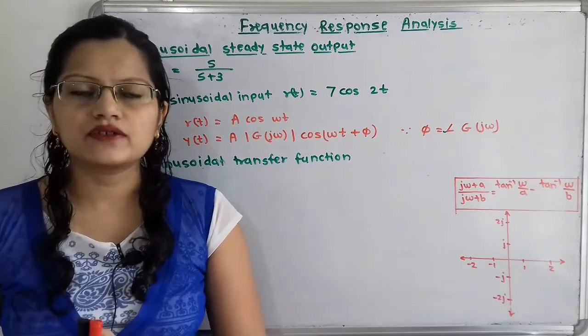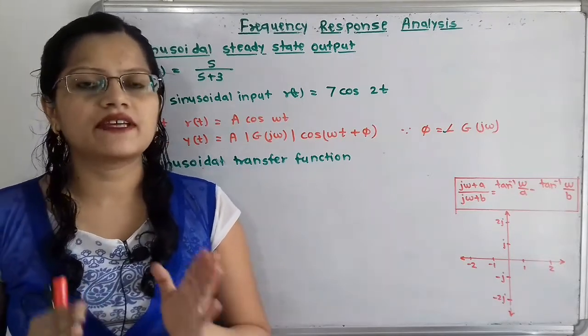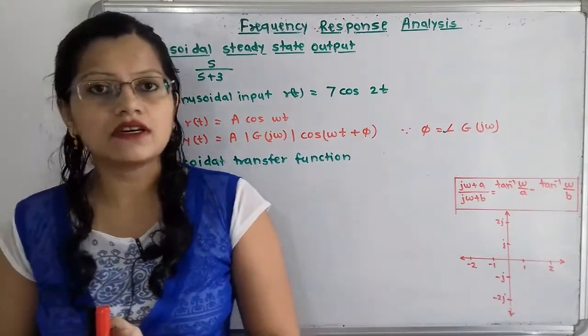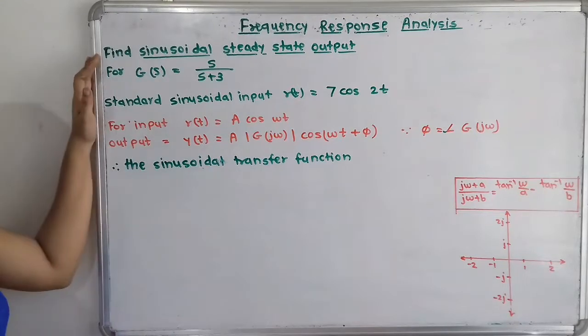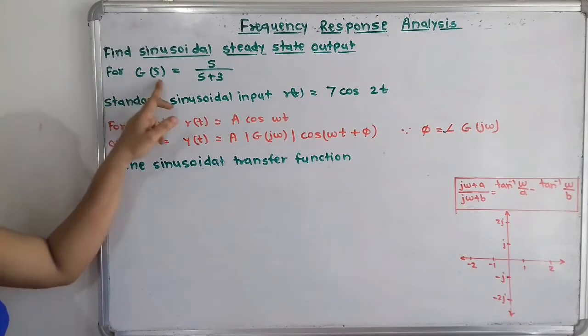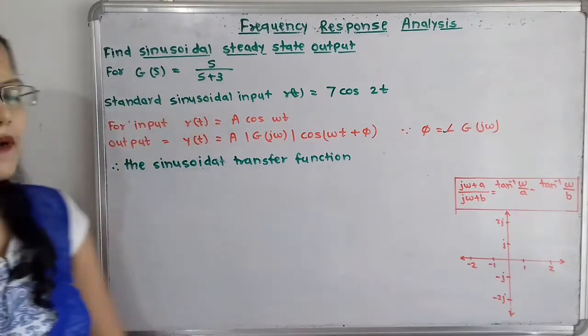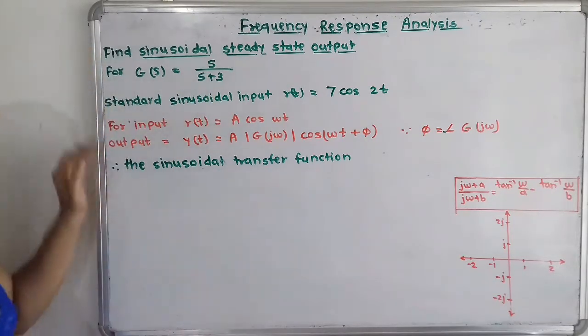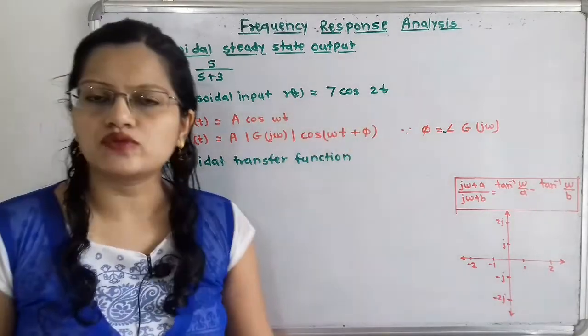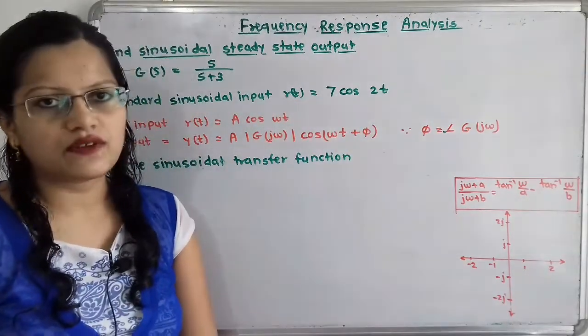Today we are going to solve a problem on frequency response analysis. Let us first observe what is the given question. Find sinusoidal steady state output for the given system G(s) = s/(s+3), where the sinusoidal input r(t) = 7 cos 2t. So this is the given question.